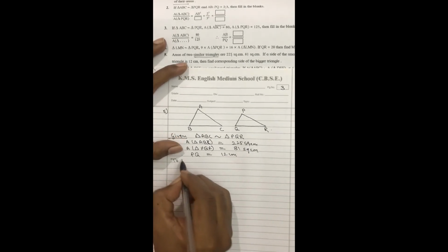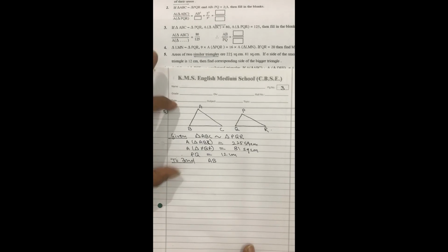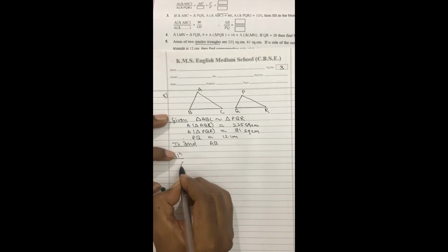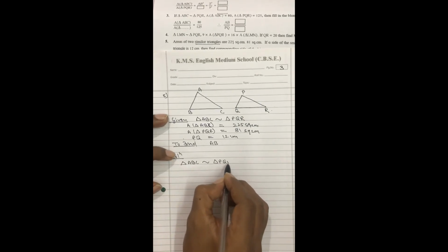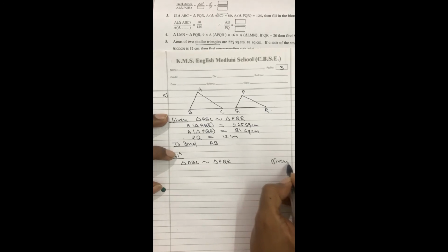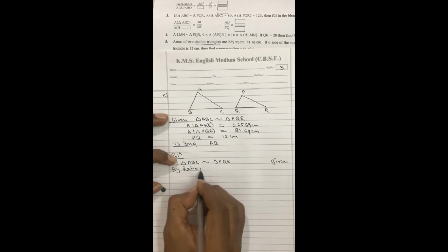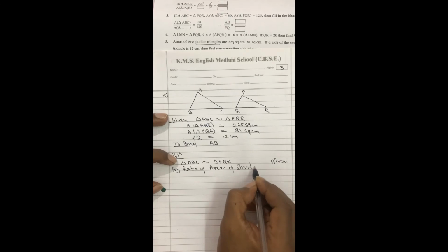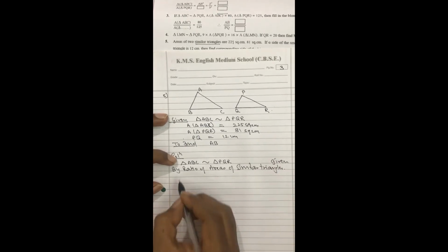Therefore, to find corresponding side of bigger is AB. Simple. Once you know how to present this, then next is all easy. Here you will get triangle ABC is similar to triangle PQR. This is given. Same thing, 3 steps. Calling the theorem by ratio of areas of similar triangles. What we will get?